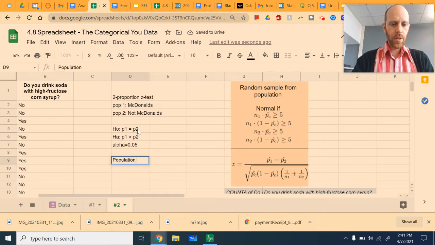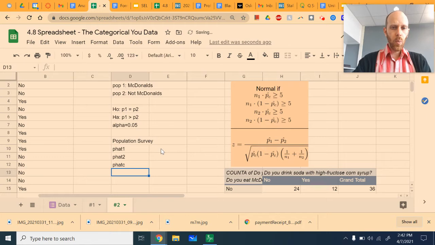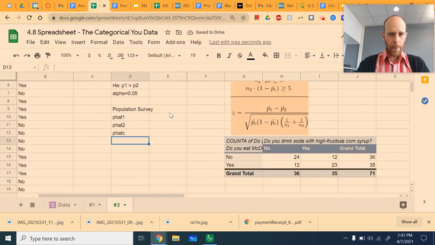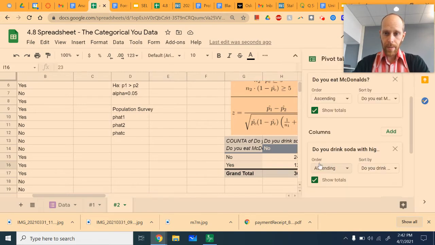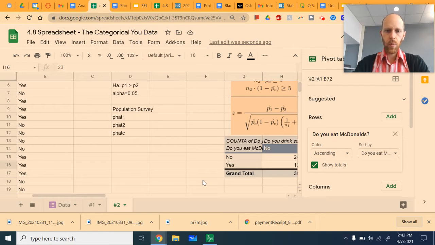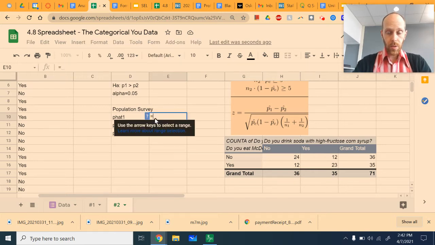This is a population survey, and we're going to need 3 pieces of information. We need p hat 1, p hat 2, and p hat c. We're going to get those 3 values from looking here. So p hat 1 is the McDonald's group. These are the people that eat at McDonald's, the yes. So 23 out of those 35 drink the soda. So this will be 23 divided by 35.